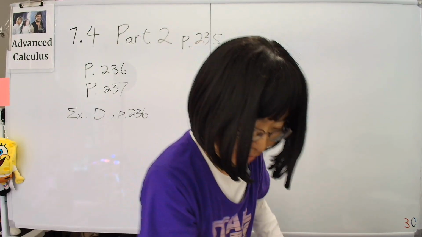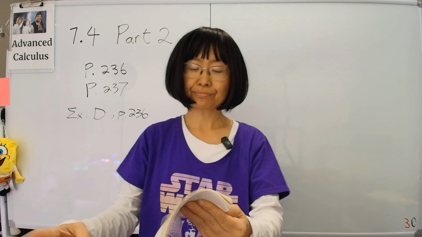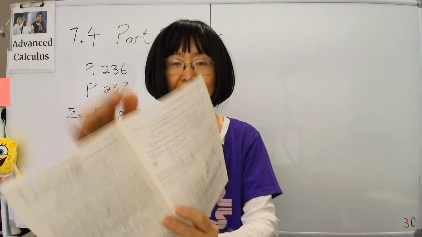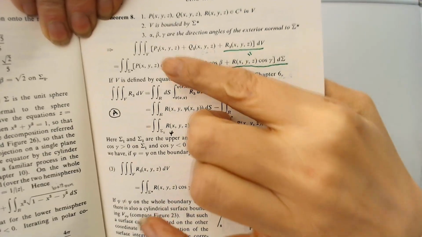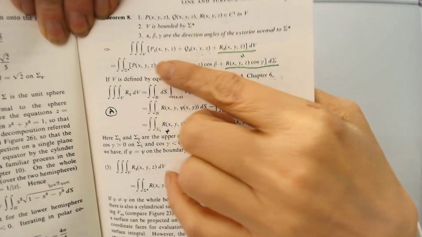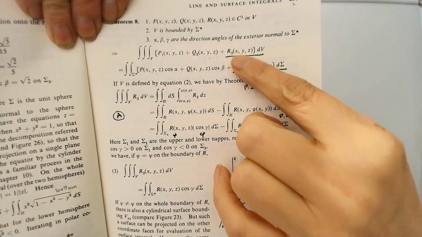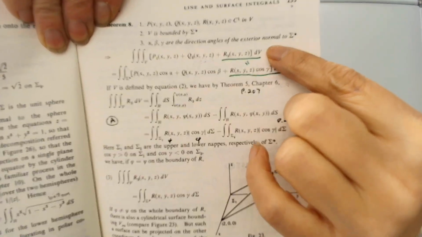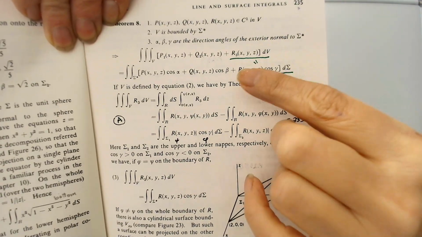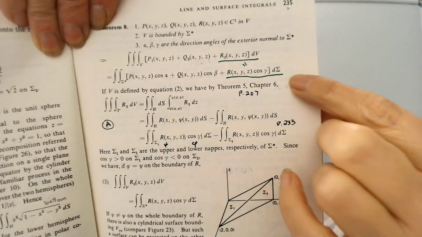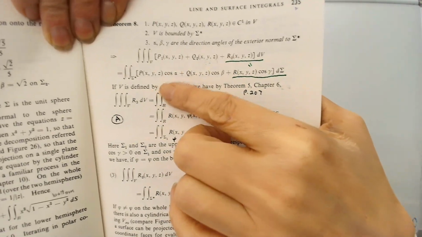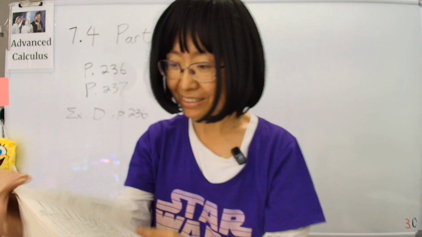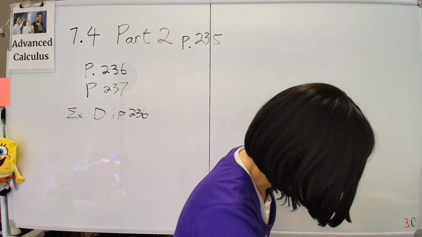Because Theorem 8 says that this integral, we'll just plug each part and assign it to be P1, Q2, and R3, which is over dV. Then we can translate it into this thing that is over d sigma with a bunch of cosine alpha, beta, etc. in it. And that's what we're doing right now.